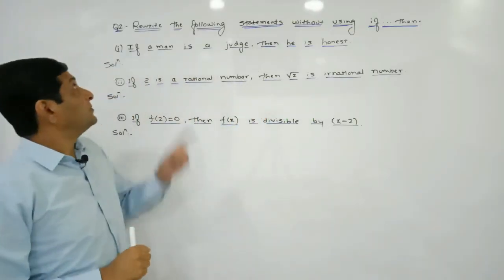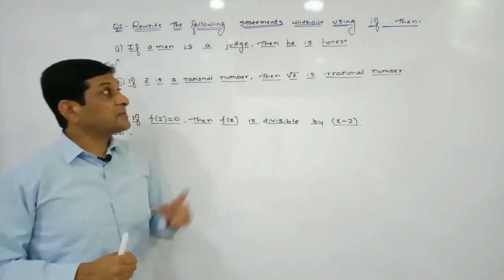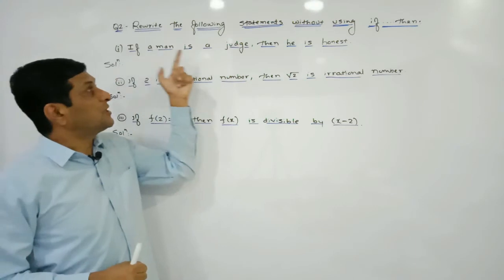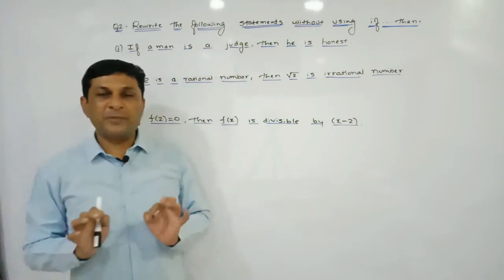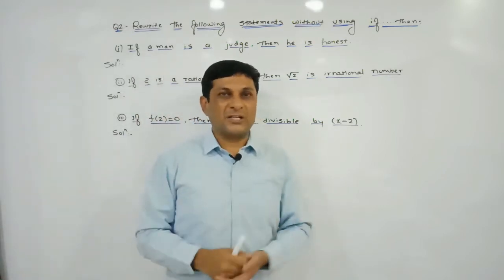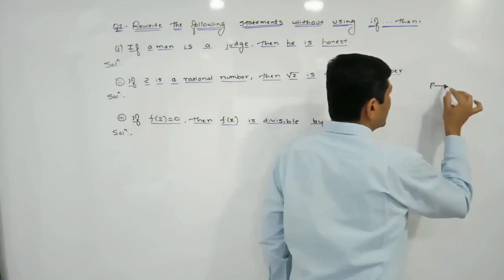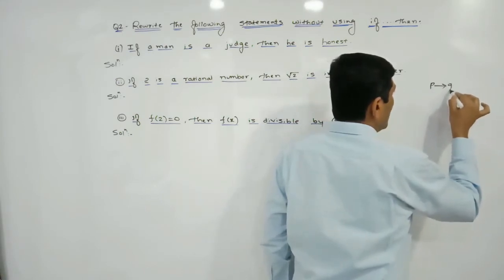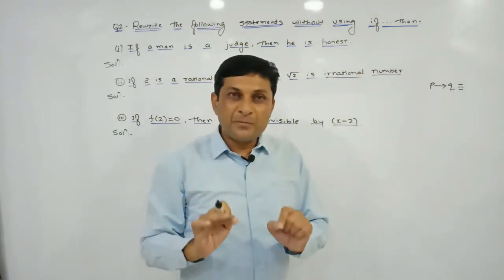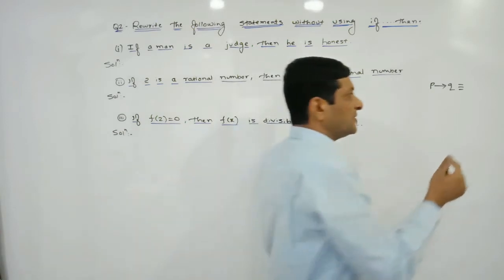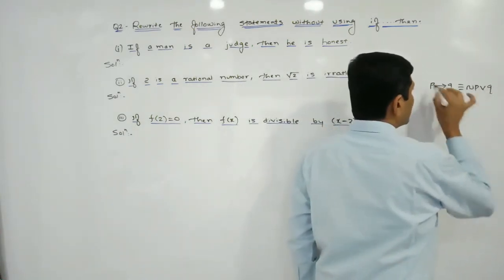In this question we have to rewrite the following statement without using if then. As it stands, two statements are connected by which logical connective? If then. All the statements are connected by if then, means these statements are nothing but what? Conditional statement. And we know that conditional statement are denoted by what? Implication. Means as it stands, this will be the symbolical representation of all these statements. And P implies Q is equivalent to what? Negation P or Q, which is called conditional law.